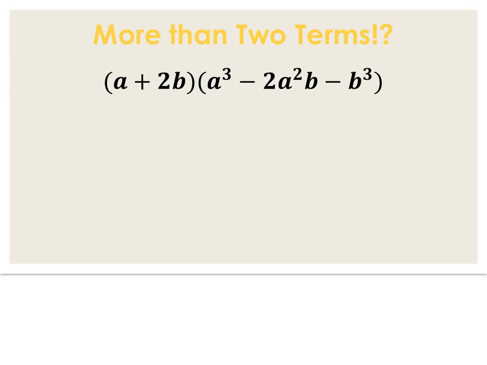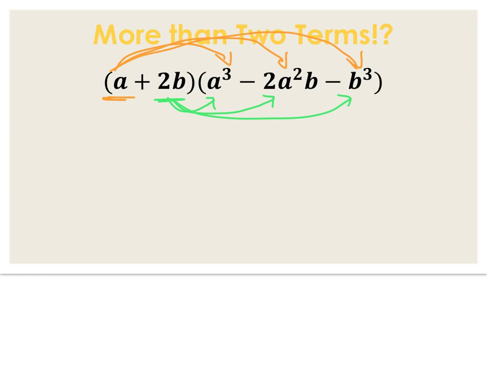Now this looks very intimidating, but I think of it as a giant distribution problem. So what you do is you take your a and you distribute it to all three of the pieces in here. And then we're going to take our 2b and distribute it to all the pieces in here. Then we'll combine our like terms and we'll get our final answer.